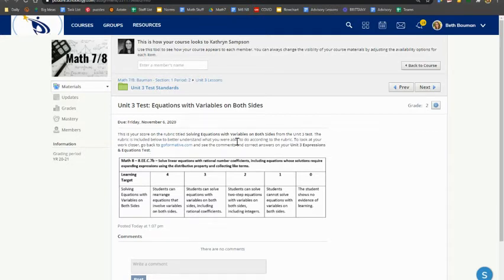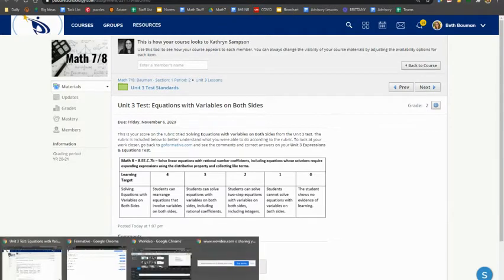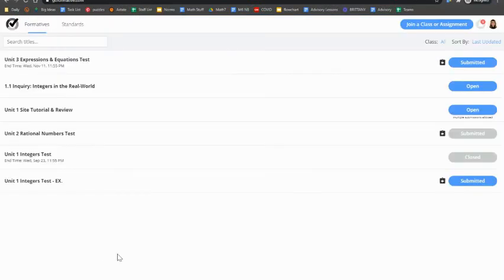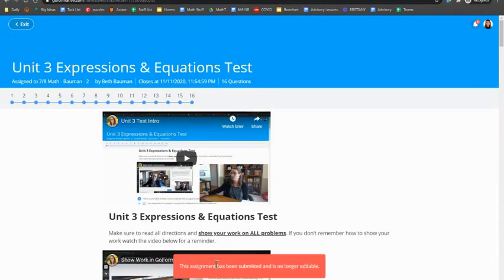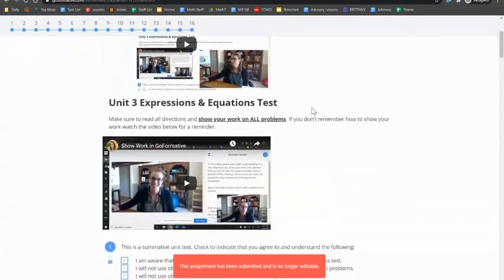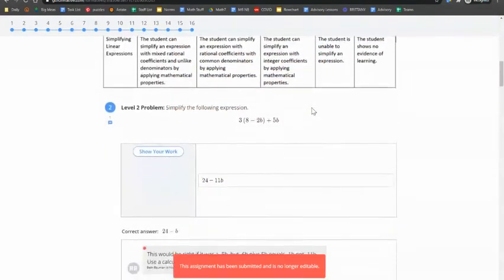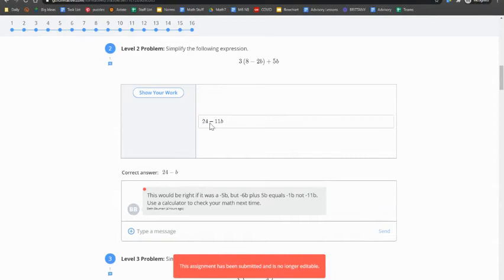So let me show you an example of what that looks like. If you log into GoFormative, you should see the Unit 3 expressions and equations test listed at the top, and there should just be this little arrow with a box around it, meaning that I graded it and returned it to you. So you can click where you said submitted here, that blue button, and it does let you know that you're no longer able to edit it, but you can take a look at how you did. If I scroll down here, down to question 2, for instance, this student wrote 24 minus 11b. The correct answer was 24 minus b. And here was my feedback as an instructor.